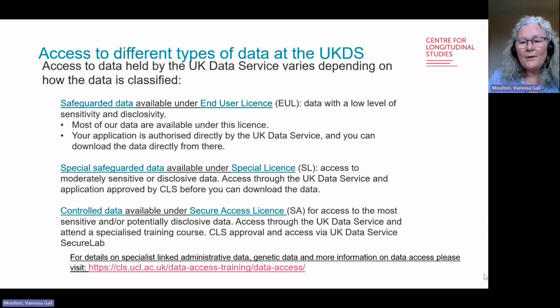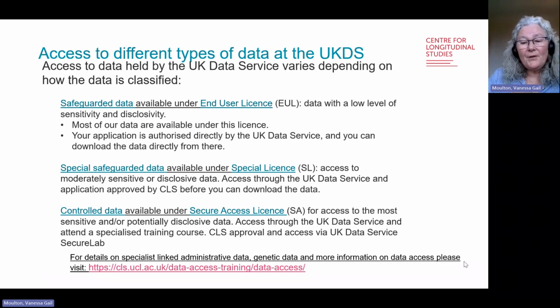As we've shown, there's a wide range of data available, and the data goes through a process of classification based on sensitivity and disclosure, and is grouped low, moderately, and the most sensitive and disclosive data. Most data has been classified as low level of sensitivity and disclosure and is licensed under the end user license. So in this scenario, basically your application is authorized directly by the UK data service when you log on, and you can download directly from there.